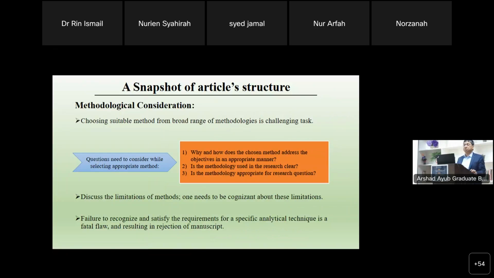Methodological considerations. Choosing a suitable method from a broad range of methodologies is a challenging task. Questions need to be considered while selecting the appropriate method. Very often now there are different types: it's qualitative research or quantitative research, it's primary data collection or secondary data that we're dealing with. But the question that you ask is: why and how does the chosen method address the objectives in an appropriate manner? Is the methodology used in this research clear? Is the methodology appropriate for the research question?